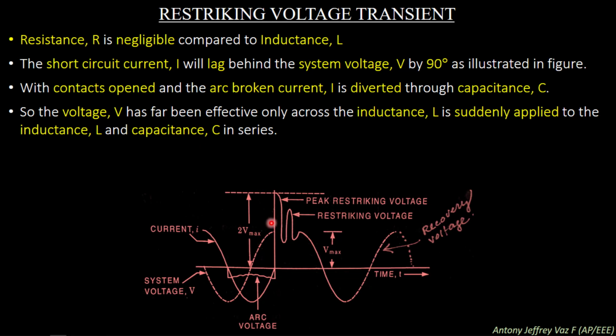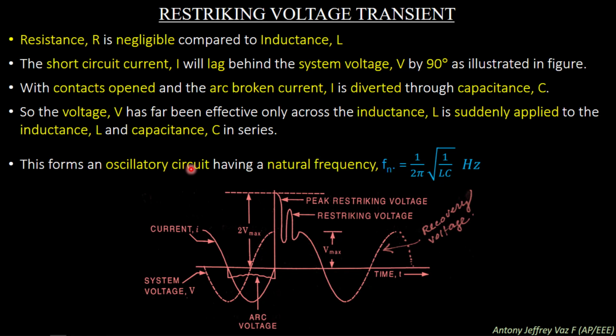We know that if inductance and capacitance are connected in series and an alternating supply is fed into it, at once the circuit becomes oscillatory in nature. So these oscillations are created by the inductance and capacitance present in the power system. So these peak restriking voltages will occur, and this peak value will be up to 2V max.